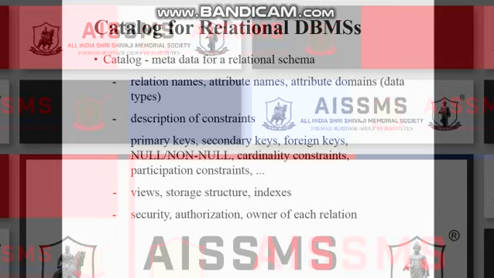The next category of catalog is views, storage structure, and indices, which are created by the user. But later on, if the user wants to get the details, such as what the structure of the views is, what the dependencies are, and what the storage structure is and how the indices are arranged. And security, authorization, and owner of the relation is one of the categories under the catalog.